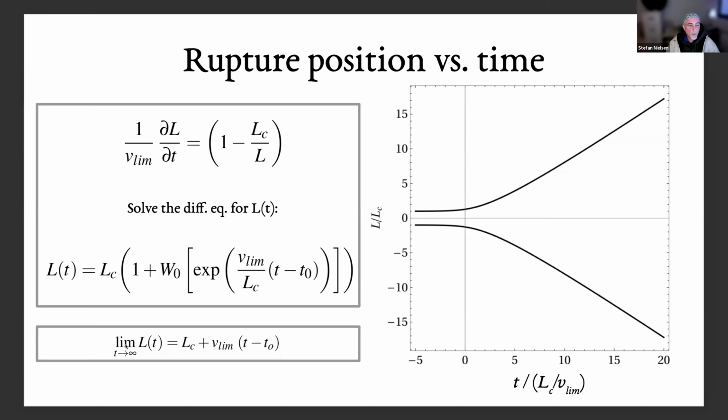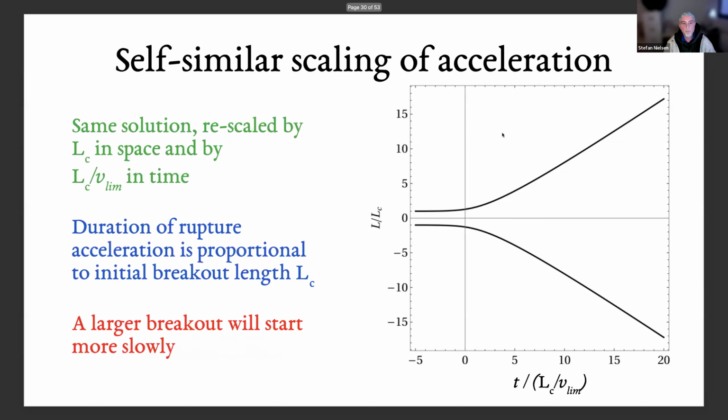So in the limit of large times, this part here, which is a bit more complicated, simplifies, and you have just a linear dependence, saying that basically the crack is propagating at the limiting speed. So again, we can plot that, and this is how it looks. This time on the horizontal axis is time, and on the vertical axis is the length of the crack. Here I'm assuming it's bilateral, so it accelerates and then reaches some kind of constant velocity. Obviously, then it could transition to supershear, which I'm not considering in this work because I'm interested in the breakout phase where the rupture is still relatively slow.